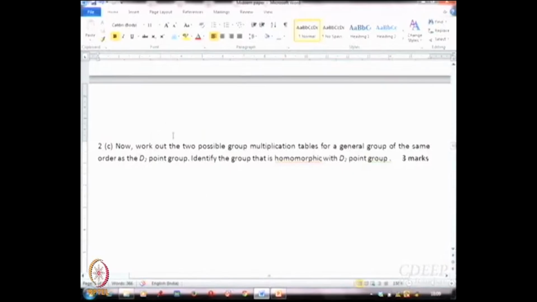Now work out the 2 possible group multiplication tables for a general group of the same order as D2 point group. What is the order of D2 point group? 4. And this is something we have done in class, right? So when you have 2 subgroups, one is cyclic and the other is not, for H equal to 4. So that is all that you had to do, and then homomorphism means exactly the same multiplication table. So you have to compare this with that and do it. So this is perhaps the easiest question.